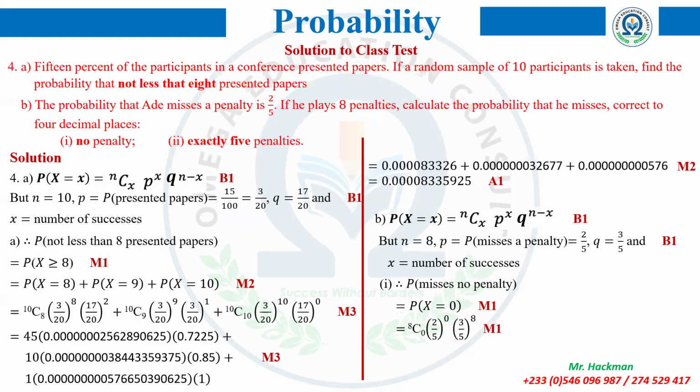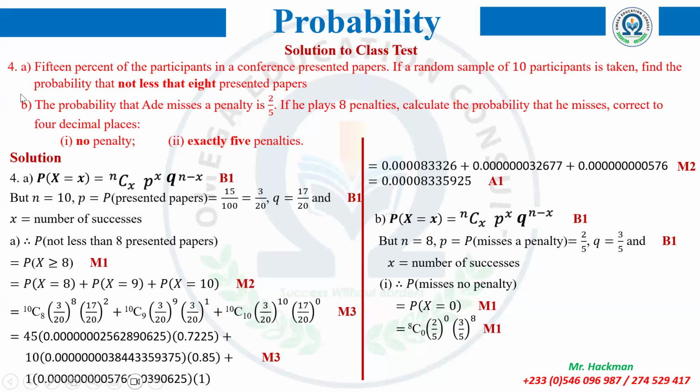So now, let's go and look at our last question, where we will write a lot in terms of digits. So 15% of the participants in the conference presented papers. If a random sample of 10 participants is taken, so we know our sample size, which is the same as our n, find the probability that not less than 8 presented papers. So this one is even in bold. Not less than 8.